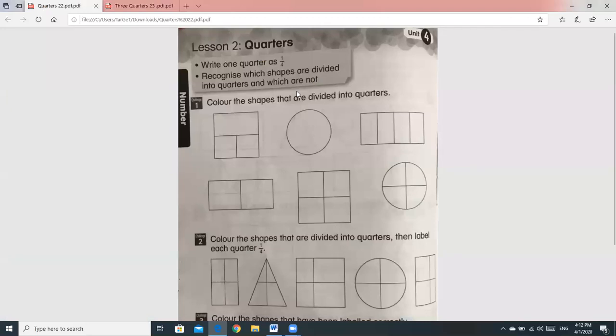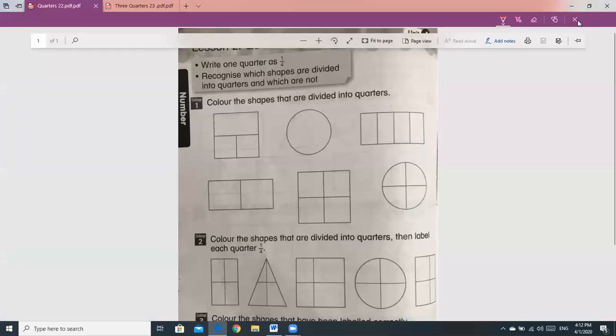Okay. Now, let's read what he wants from us. So you say to us, okay, color the shapes that are divided into quarters. And we said quarters, how many parts? 4. Excellent. So quarters means 4 equal parts.